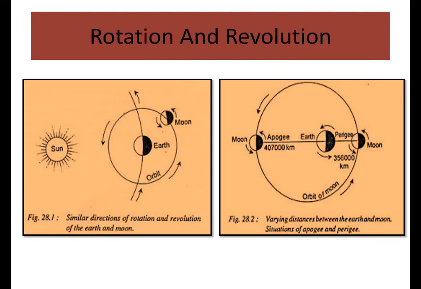During rotation and revolution, the distance between the moon and the earth varies. In the perigee period, the distance is less, whereas in the apogee period the distance is more. Here the moon is at 3,56,000 kilometers during perigee, whereas at apogee it is more than 4 lakh kilometers. Because of that, the gravitational force influence on the earth also decreases during the apogee period. The same happens in the aphelion and perihelion periods also.